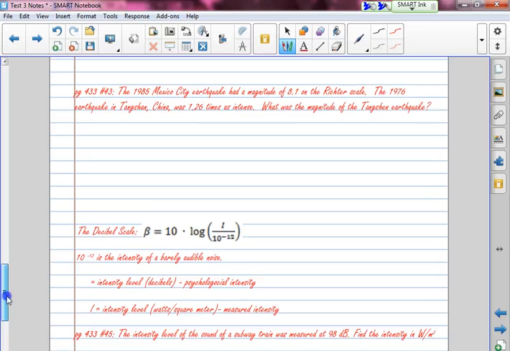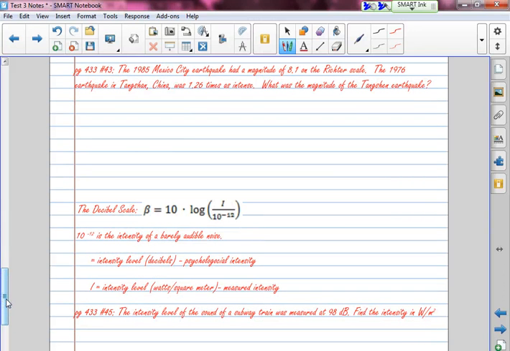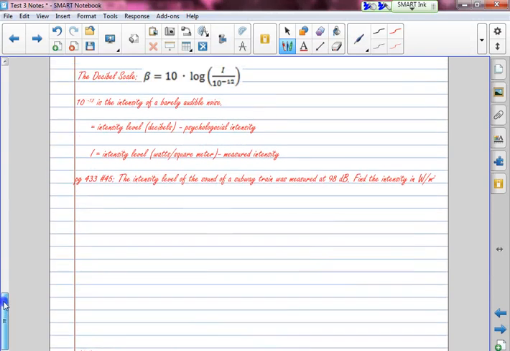All right, page 433, number 43 says, the 1985 Mexico City earthquake had a magnitude of 8.1. The 1976 earthquake in Tangshan, China was 1.26 times as intense. What was the magnitude of the Tangshan earthquake? I think I'm going to save this one for class. I'm going to do that one in class with you. This one, however, I'm not.